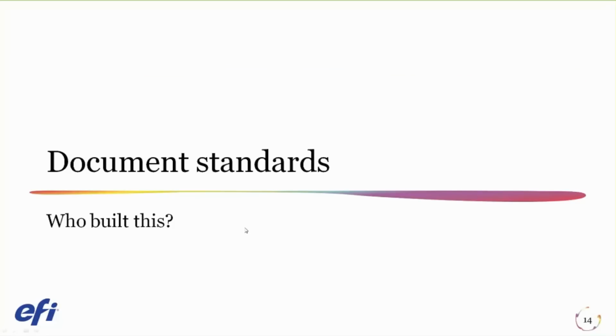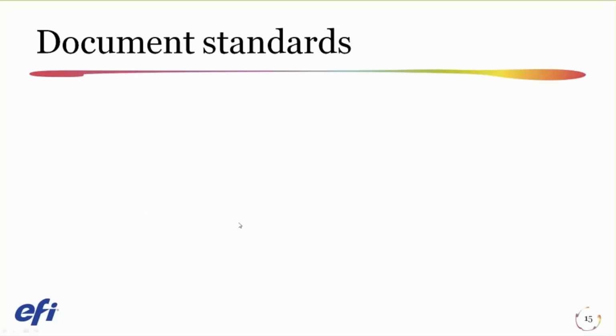So let's start with document standards. It all starts with the document itself. If the document is not created correctly, well, you've really put limitations on your output provider on being able to get you what you want. So who built this and how was it built?